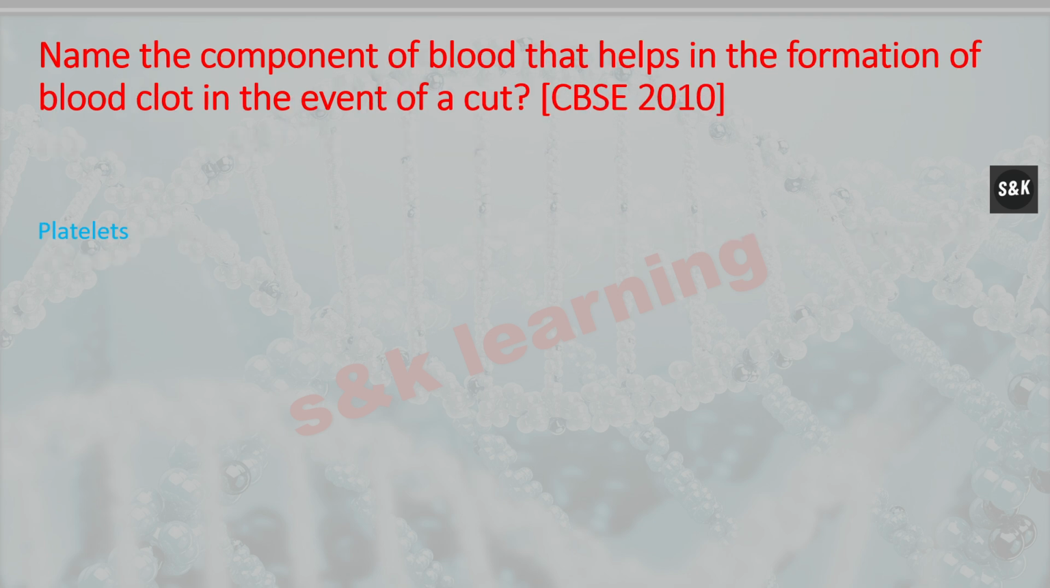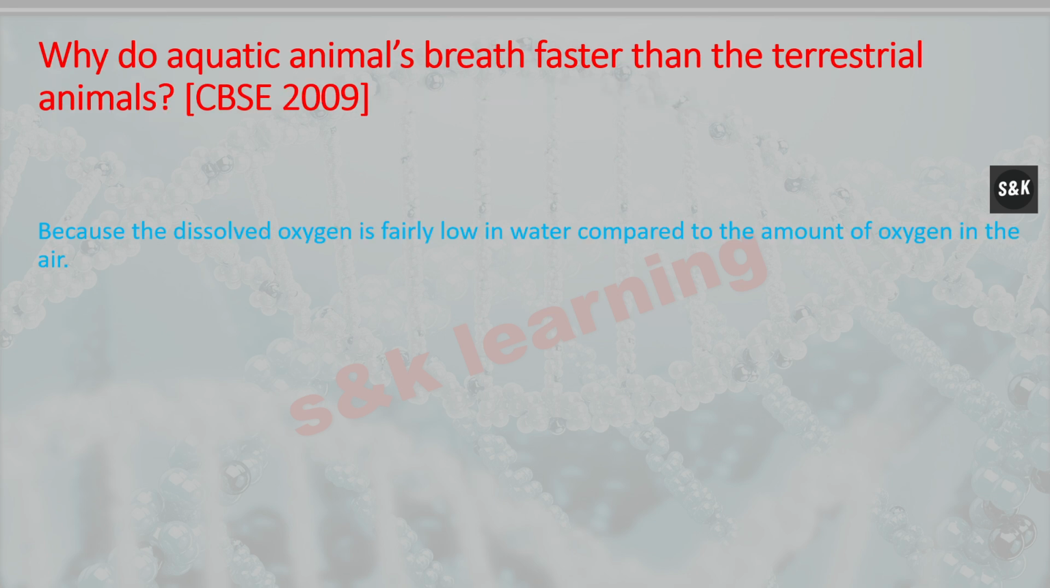Next, name the component of blood that helps in the formation of a blood clot in the event of a cut. Platelets. Why does an aquatic animal breathe faster than a terrestrial animal? Because dissolved oxygen is fairly low in water compared to the amount of oxygen in air.